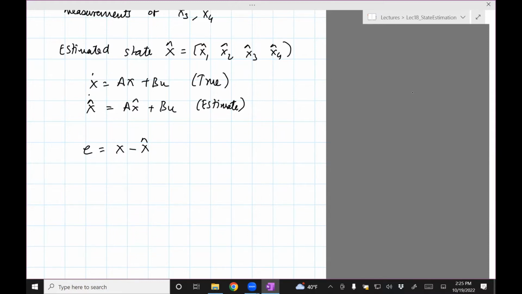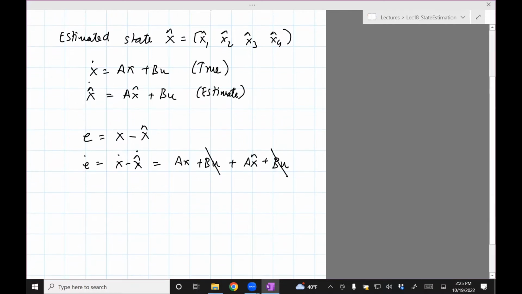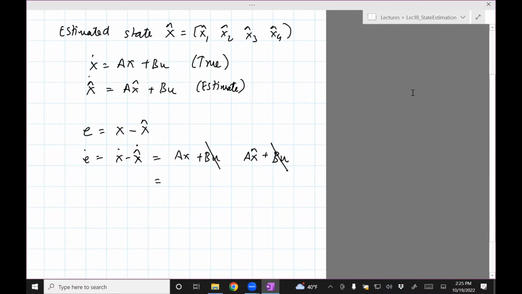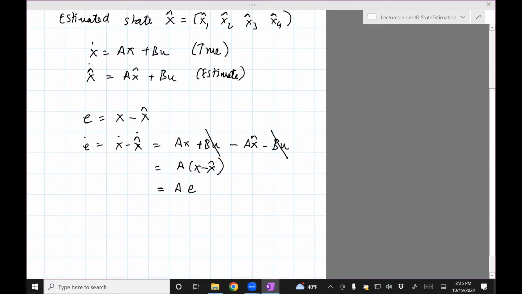So if you take the difference and then you take the derivative of the difference, you can write, substituting from that equation, Ax plus Bu minus A x hat minus Bu, and then the Bu cancels. And so we're left with A times (x minus x hat), which is A times e. So we see that e dot equals A times e. So the error basically grows or shrinks depending on A.